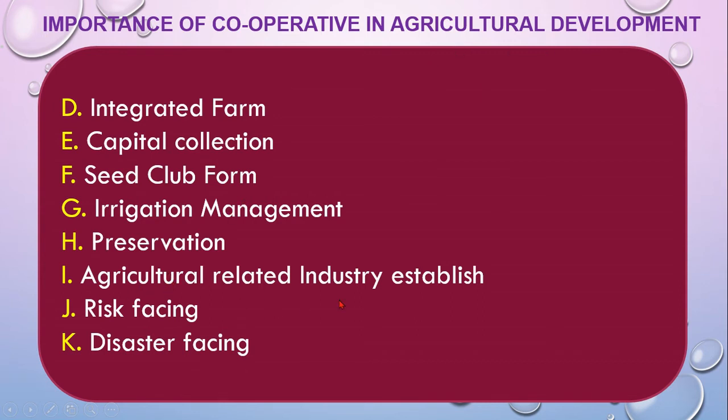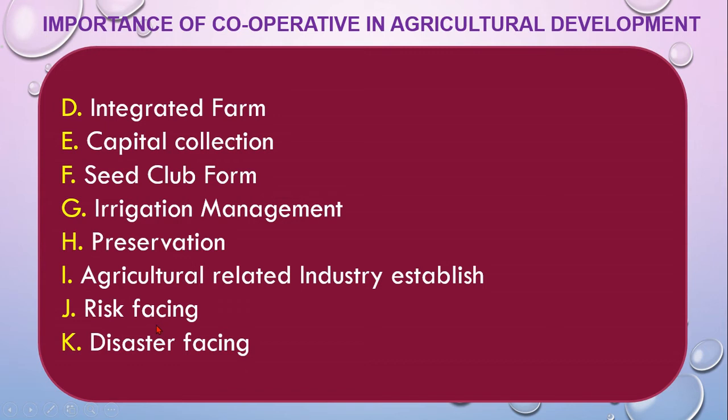Next one is agriculture related industry established. That means if you establish agriculture related industries, like in the season time, we produce lots of jackfruit, or lots of pineapple, even mango as well. So if you establish an industry like mango juice or pineapple juice, that will be very helpful, and it can develop agriculture as well.